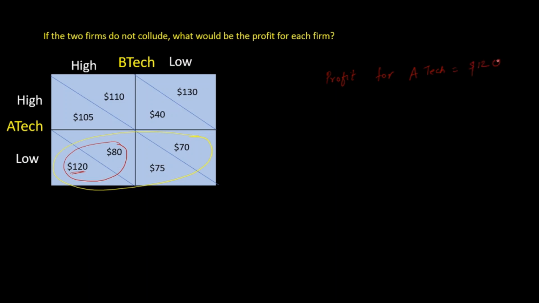And since A Tech would always charge a lower price, that being its dominant strategy, B Tech would always be in this part of the matrix. So the profit for B Tech would always be $80. And this is a Nash equilibrium. This is because all by itself, no firm can change its pricing strategy unless some external factors like economic slowdown, government regulations, etc. come into effect. So both the firms would stay in this part of the payoff matrix.